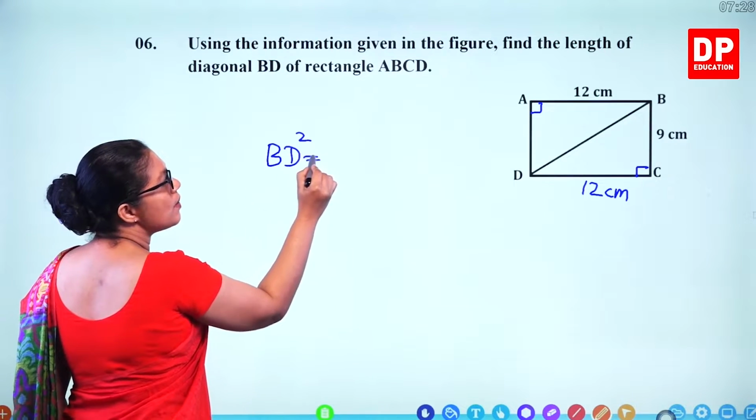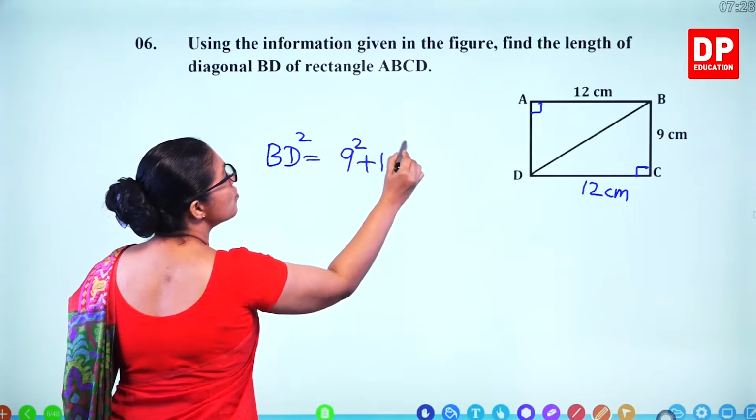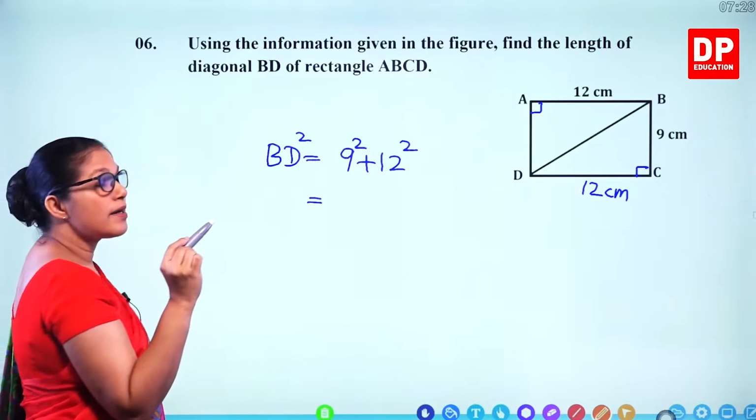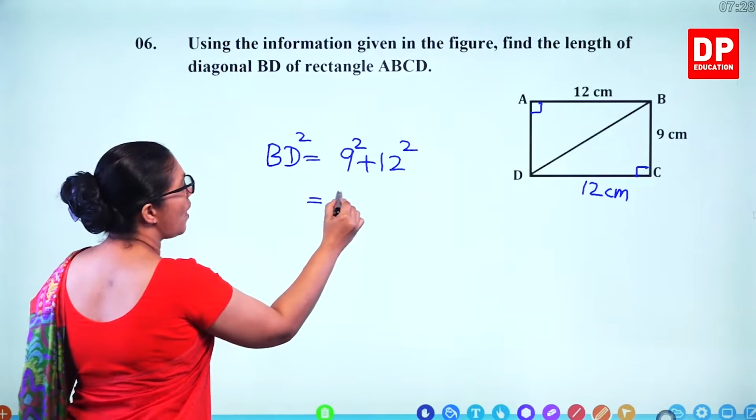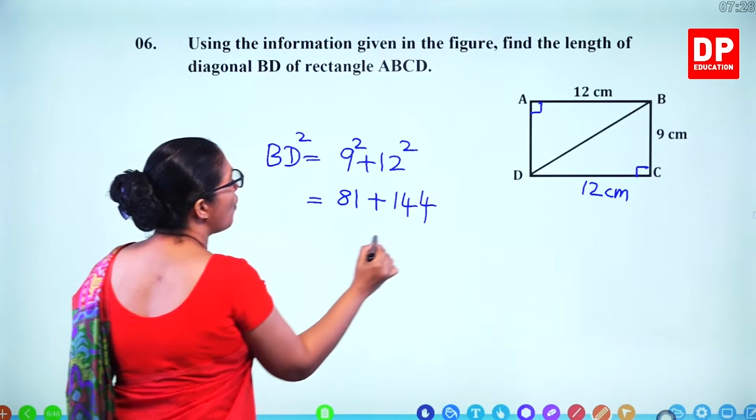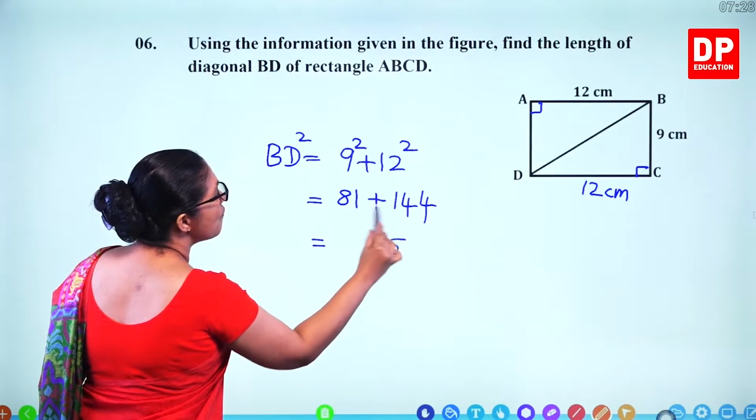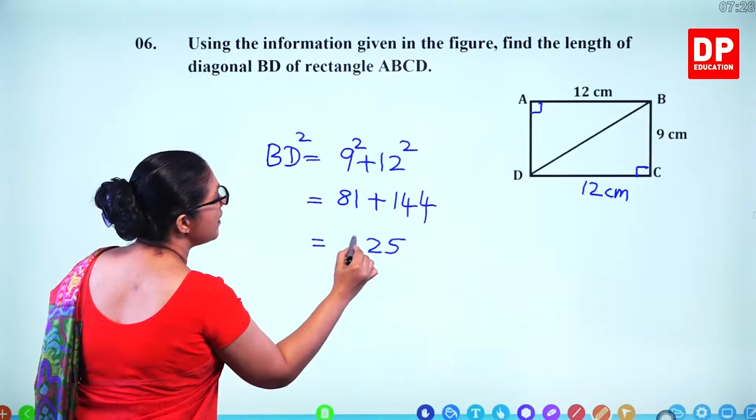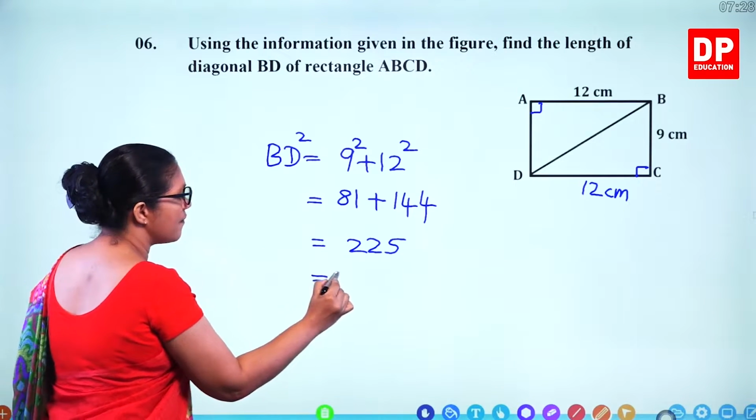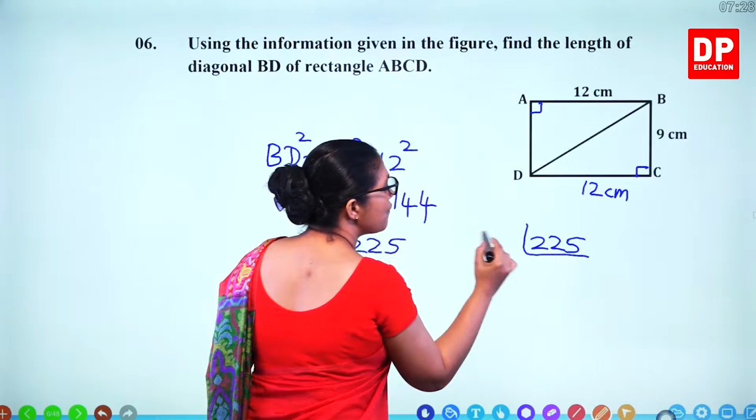Hypotenuse squared is equal to the sum of the squares of the other two sides. 9 squared plus 12 squared. So what is 9 squared? 9 times 9, 81. 12 times 12, 144. When you add it, what do you get here? 5, 2 and 2. 225. Can you remember what the square root of 225 is?